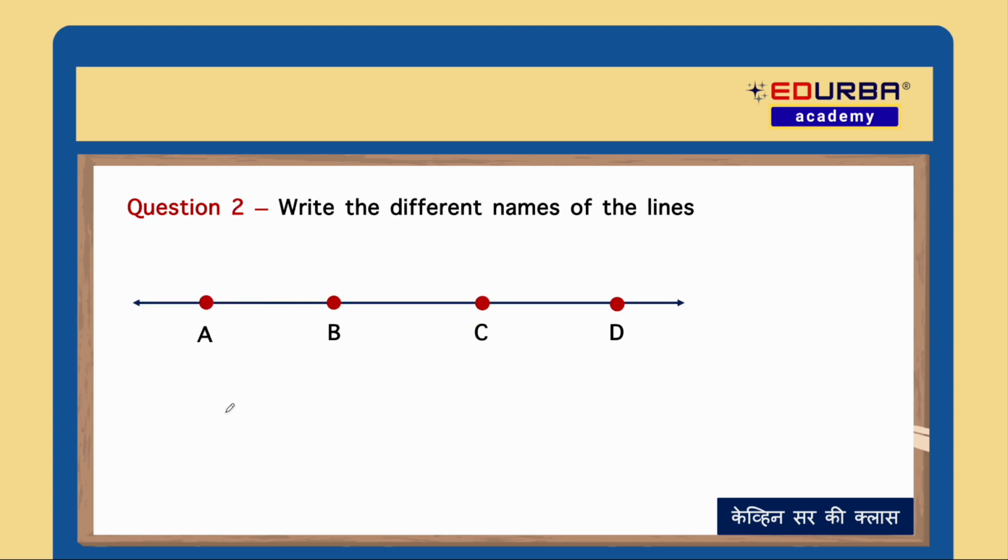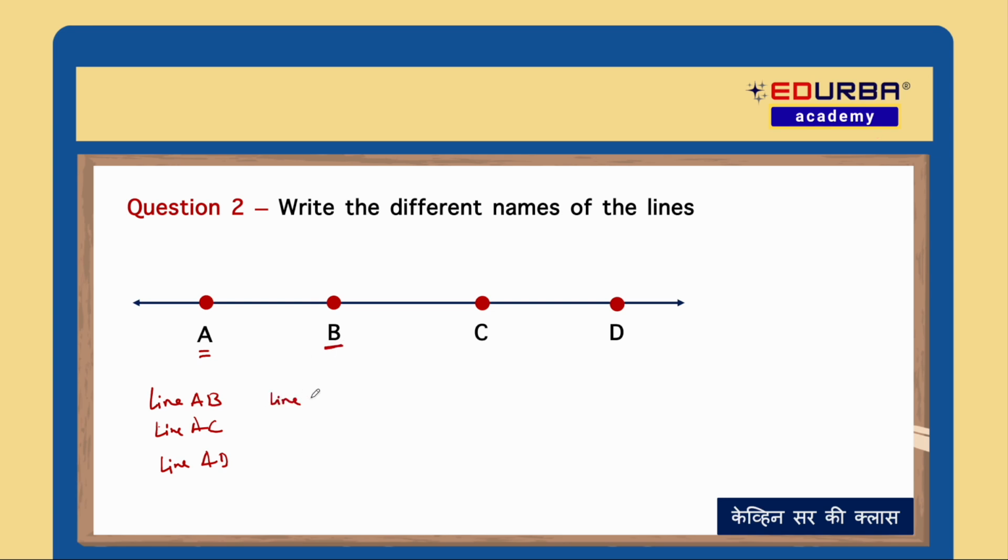Now let's go to question number 2. So here we have to write the different names of the lines. So let's begin with the first point here. So I'm going to write all the line names starting from A. So first name will be line AB. Then I'm going to write the next name starting from A, which is line AC. Then the third name we start with A, which is line AB. So I covered all the names starting from A. Now I'm going to move to point B.